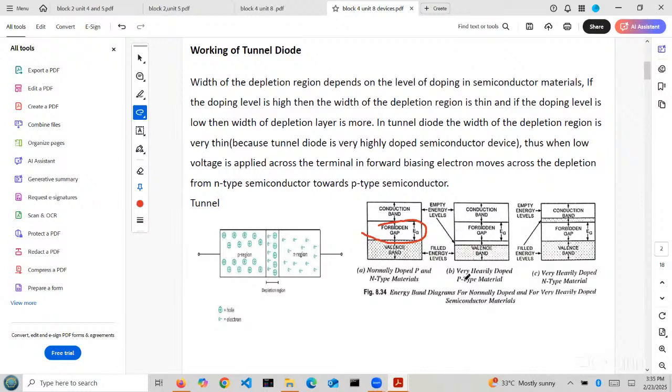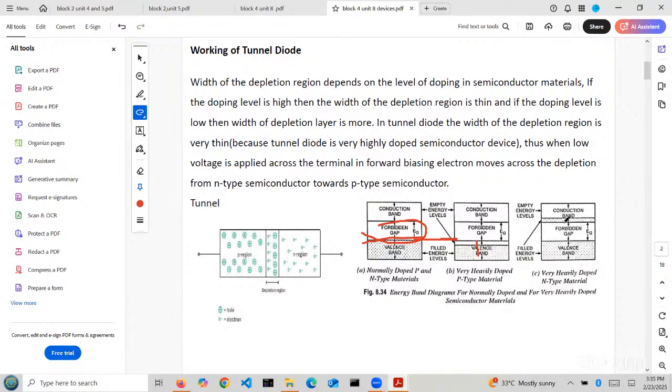If I do heavy doping, what happens to the P-type material? The valency band shifts downward. Just observe in the diagram the valency band before doping and after heavy doping. Before doping, this is the valency band. If I heavily dope the P-type material, the valency band shifts downward.